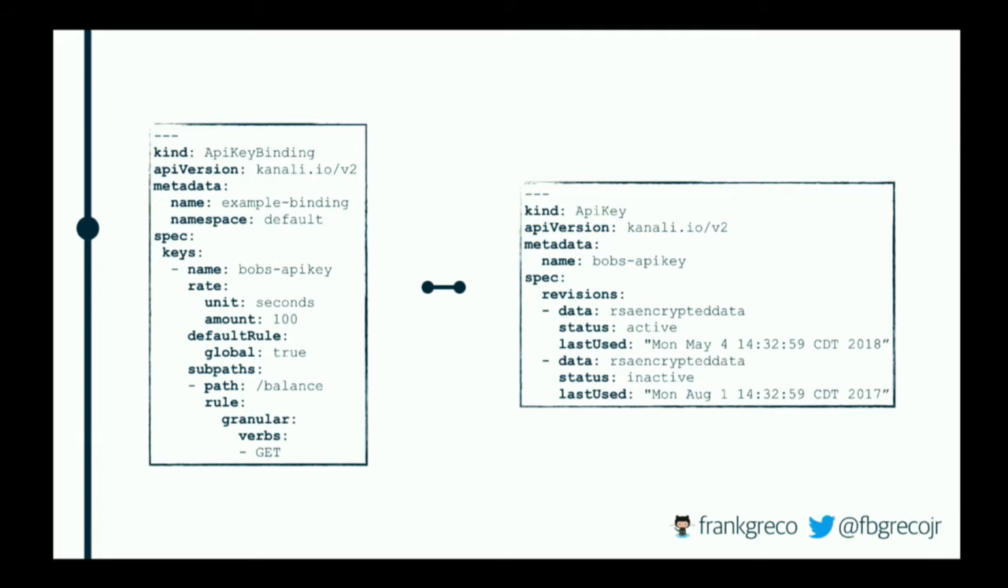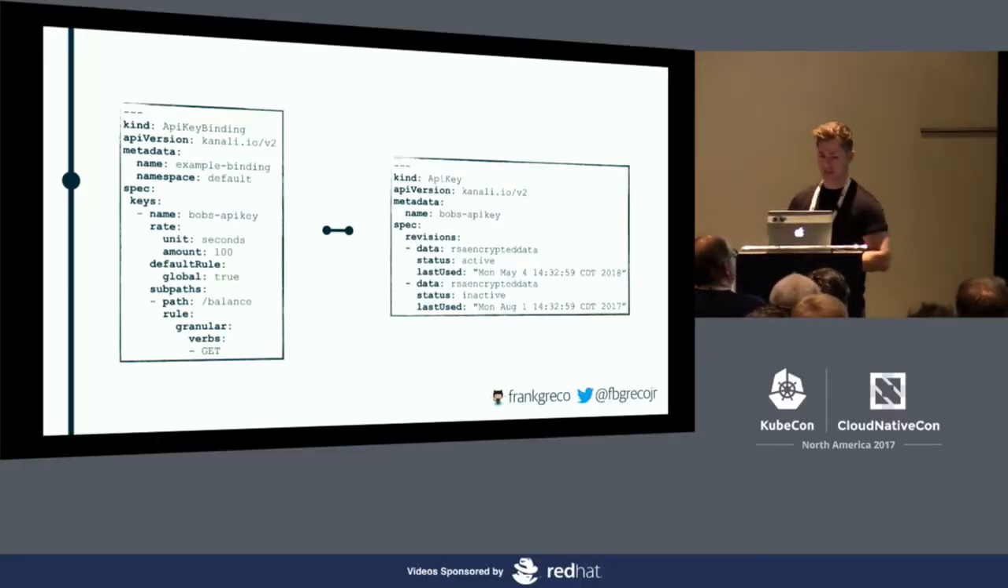In this example, we're giving Bob's API key access. We're saying that whoever uses this binding, Bob's API key is able to call this proxy 100 times a second. And by default, they have access to everything. Let them call everything. Except if you come in on the slash balance subpath, then we're only going to give you permission to use the GET HTTP method. This is just a simple example of how you can configure permissions. But notice that it's completely abstract from the API proxy.